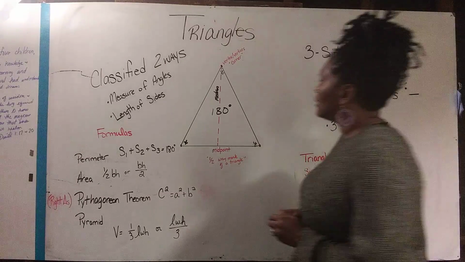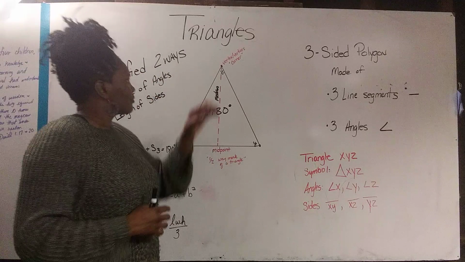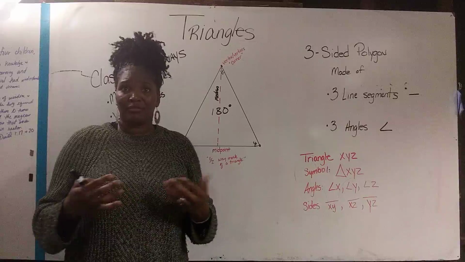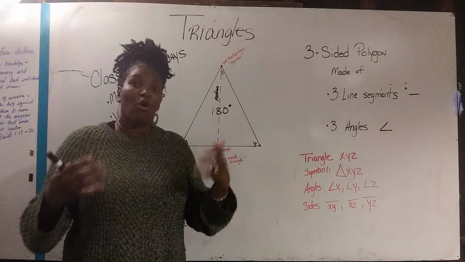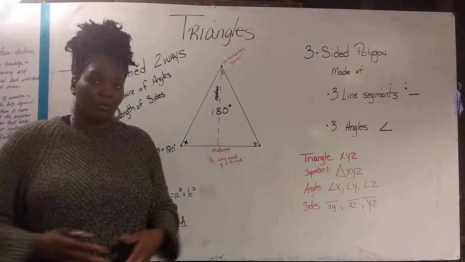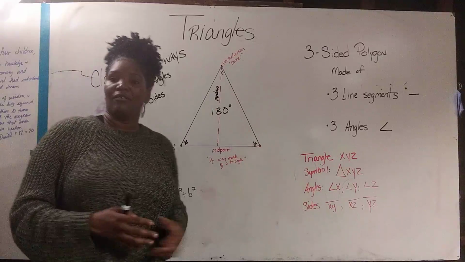Oh yeah, and you need to know that every corner is really called a vertex. But if you don't remember the word vertex, or plural form vertices, just know it's the corner. But you need to know that a corner is called a vertex.